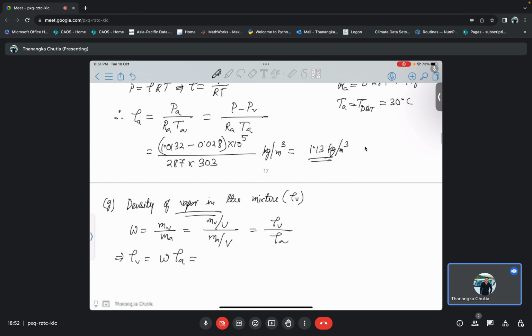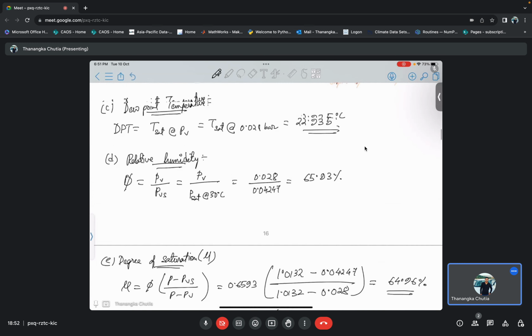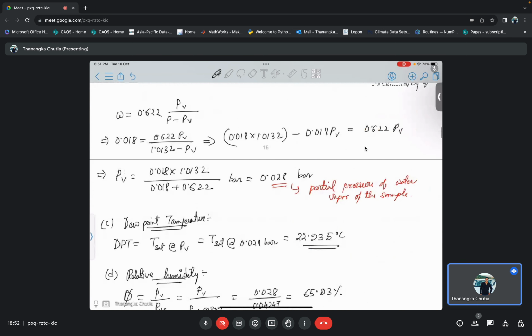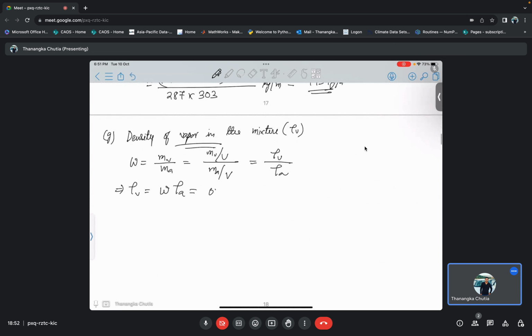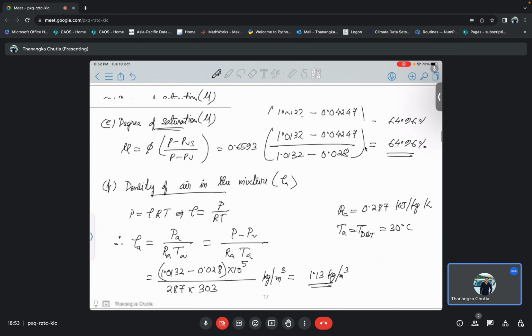So we already know W, that is 0.018, and we already know this one is 1.13. Okay, so this will be kg per meter cube. So this one you will get as 0.02034 kg per meter cube. Okay, so this is the density of vapor in the mixture.